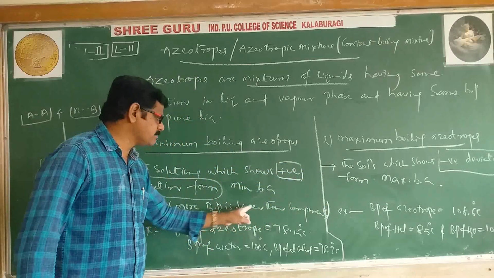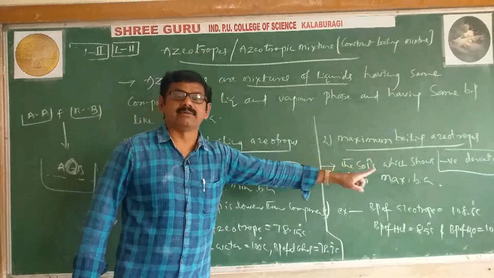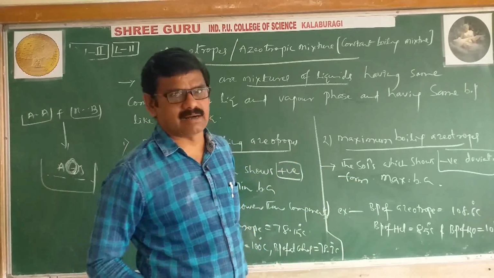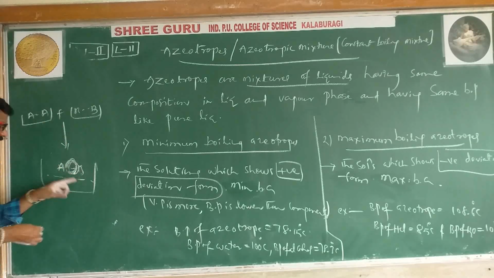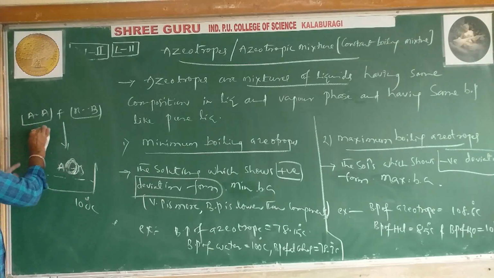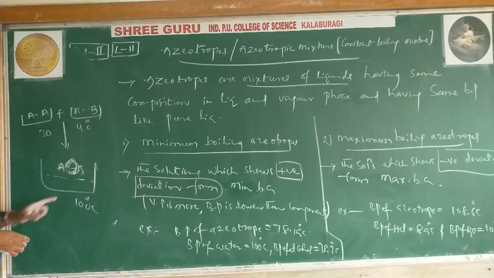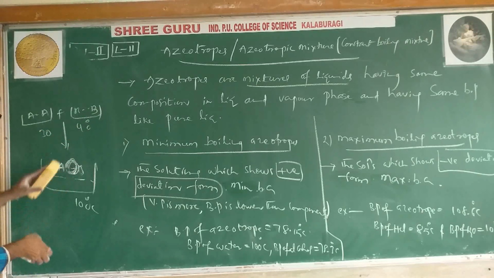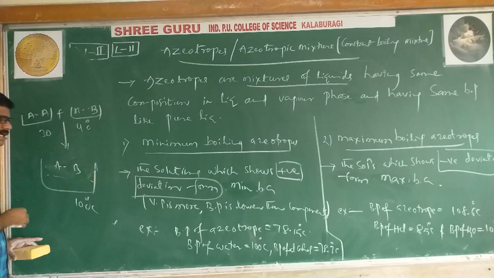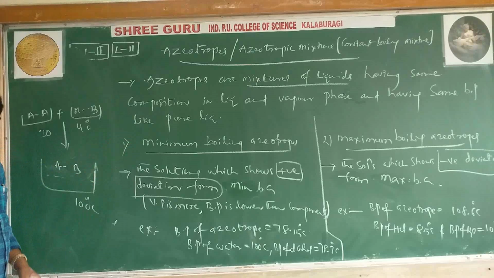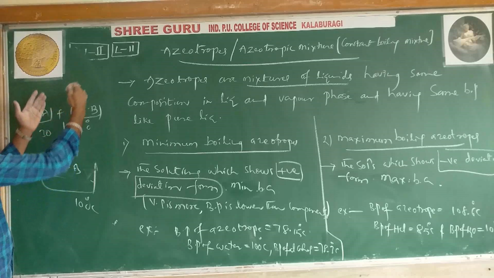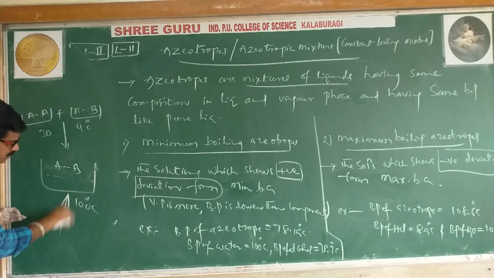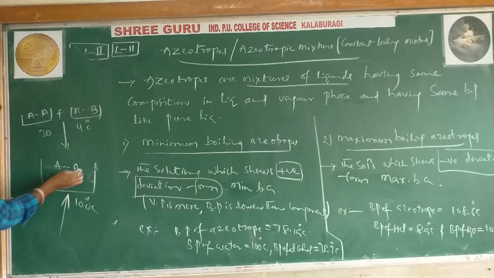Next. Earlier, the boiling point was lower than the components. Here the boiling point is higher than the components, meaning the mixture boiling point is more than the components. Say the mixture boiling point is 100, and this component is 30, this component is 40. Why is the mixture boiling point more in a negative deviation? In a maximum azeotrope, between A and B, strong attraction forces are there. To convert into vapors, we have to supply more heat. That's why it is called a maximum boiling azeotropic mixture.